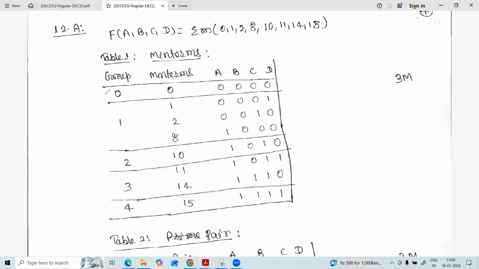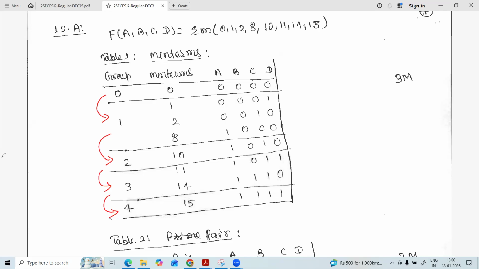Okay. After that, we have to make the pairing of group 0 with group 1, group 1 with group 2, group 2 with group 3, and group 3 with group 4. So what is the condition for that? When we are going to compare two consecutive group minterms, only one literal should change. Then only we'll make the pair. Otherwise, we will not make the pair.